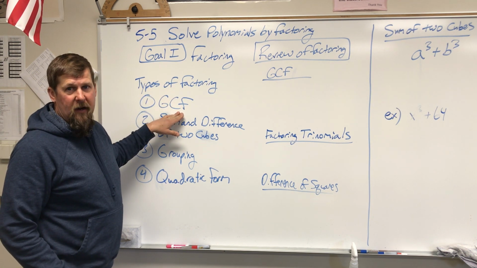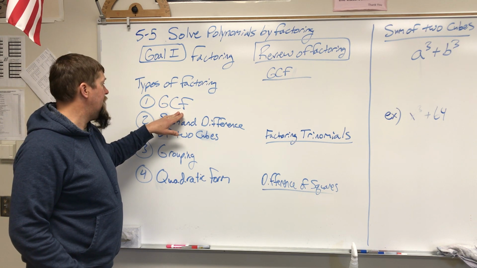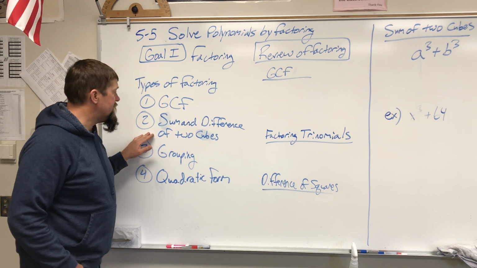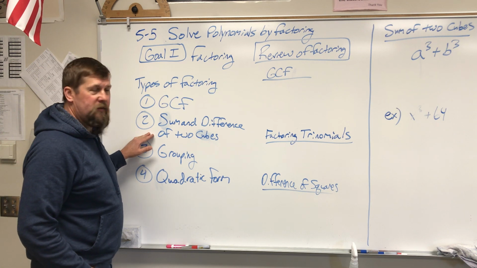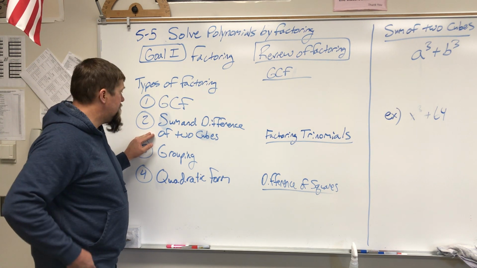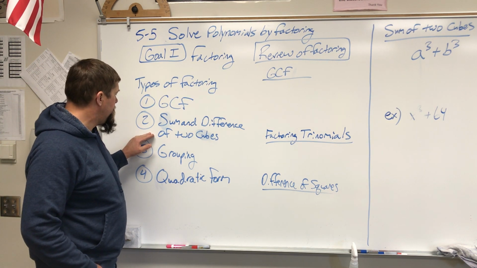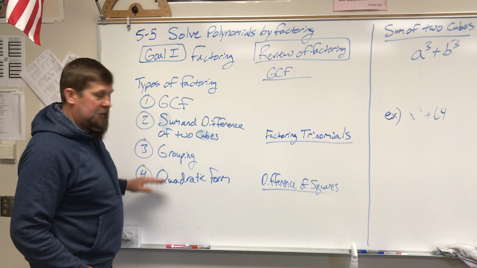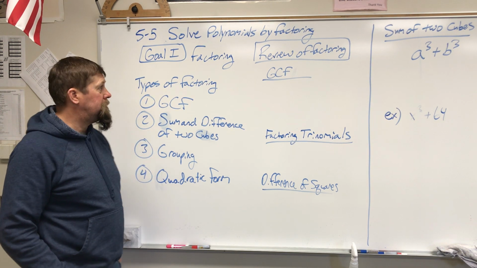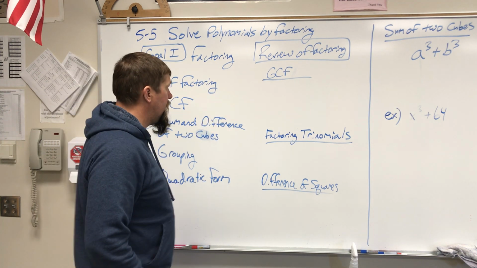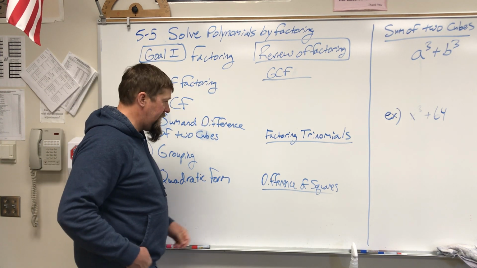include greatest common factor, which we did back when we did quadratics. Number 2 is sum and differences of 2 cubes. That's what this video is going to be on. Factoring by grouping, and then quadratic form. Okay, so just a real quick review of factoring with greatest common factor.